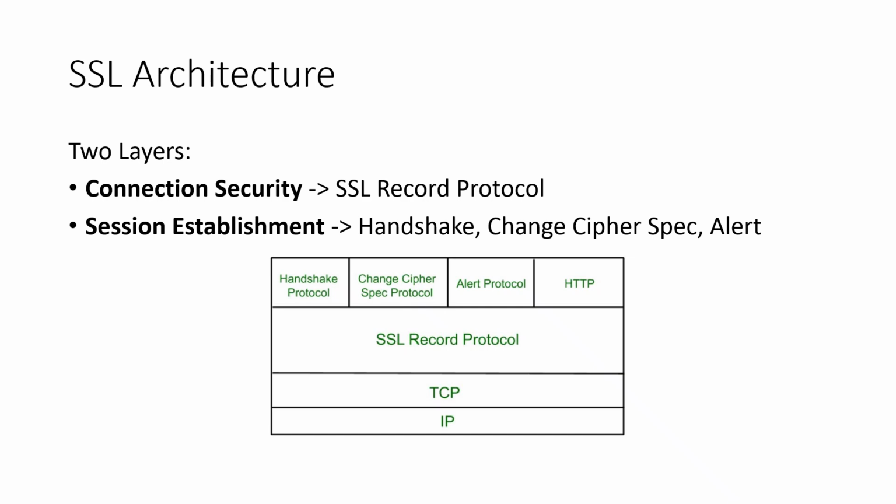SSL has two functional parts. The first part ensures security of data using SSL record protocol. It fragments, encrypts, and secures the data before it's sent over TCP. The second part consists of three sub-protocols. They are handshake, change cipher spec, and alert protocol. These manage connection setup, cipher negotiation, key exchange, and error handling. As shown in the diagram, they sit above SSL record and below the application layer.